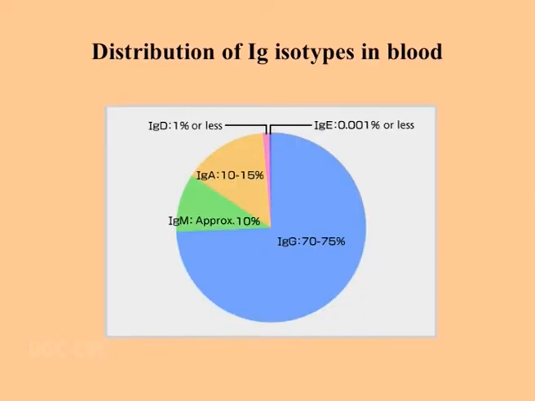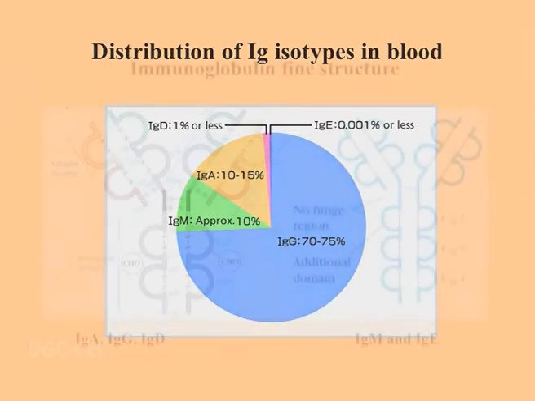Now, if we look into the distribution of different isotypes in our blood, then we will see that the percentage of IgG is maximum in our blood. Almost 75% or 80% IgG is found at any time in our serum. IgA and IgM, almost 10 to 15% of them are present in our serum, and IgD and IgE are found at a very low concentration in our serum.